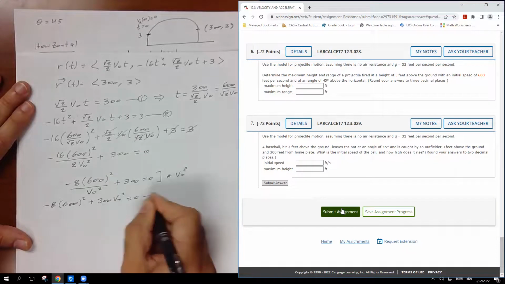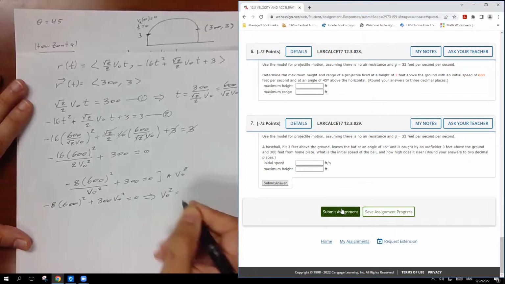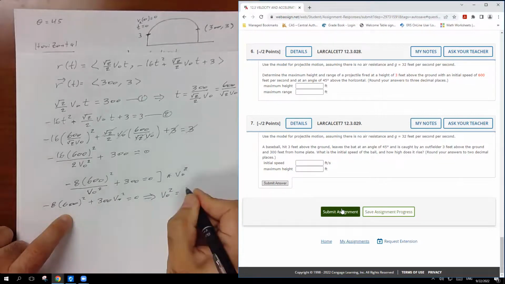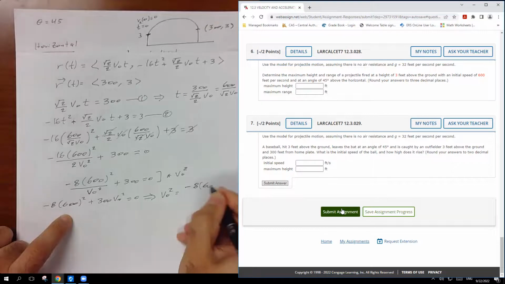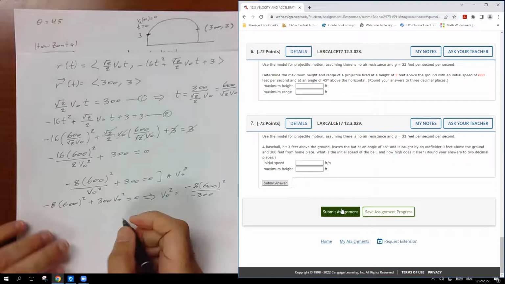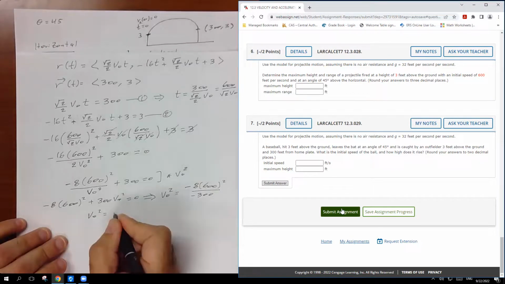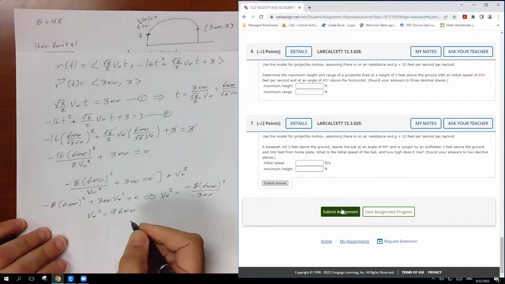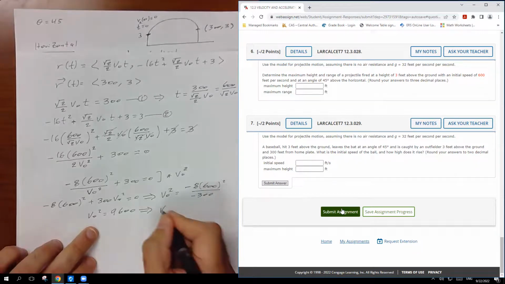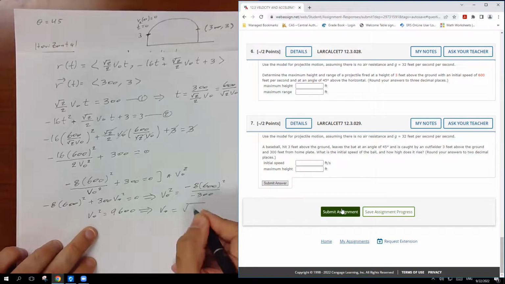That means v naught squared is going to be this number divided by this one. So it's going to be negative 8 times 600 squared divided by negative 300. That means v naught squared is going to be 9,600. Take the square root of both sides. v naught is going to be the square root of 9,600.